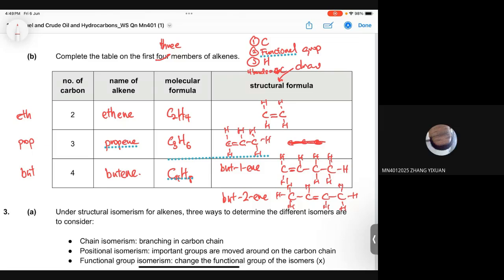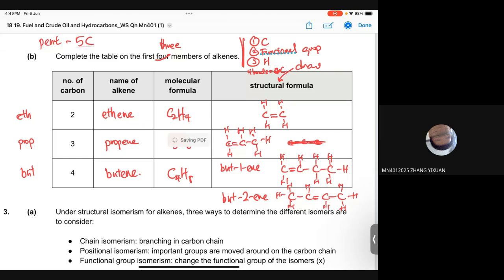Would it test anything outside, like the 2, 3, 4 carbons? Typically you're expected to know up to 4. But if, let's say, I ask you for 5 carbon, I tell you in the question that pent represents 5 carbon. Then I ask you to draw a 5 carbon alkene. Then you just follow the rule that I have here, and you won't go wrong. The difficult part will come with the isomers, where they ask you to draw the different isomers. Then there's a lot more permutation. The larger the number of carbons, the more permutations you have for isomers.